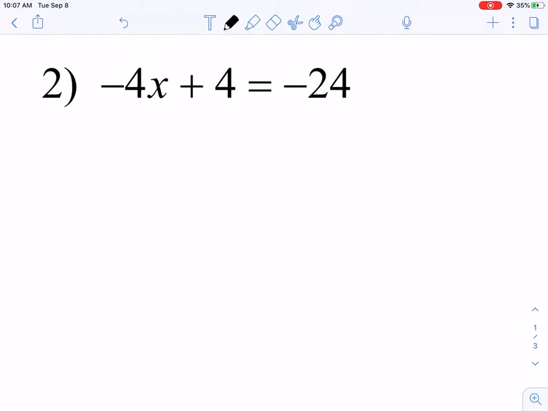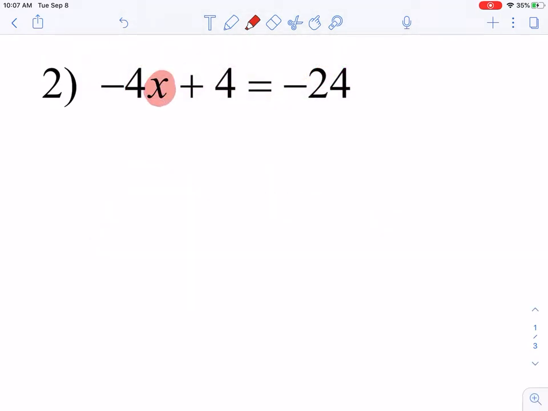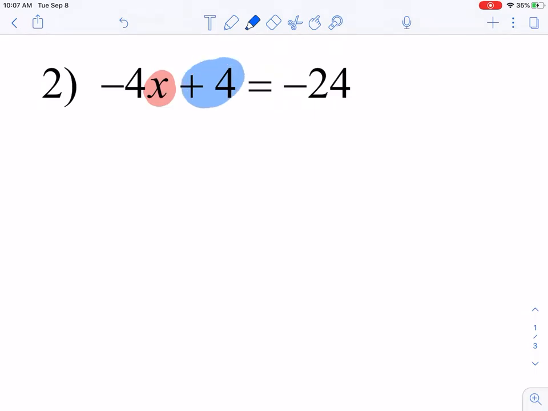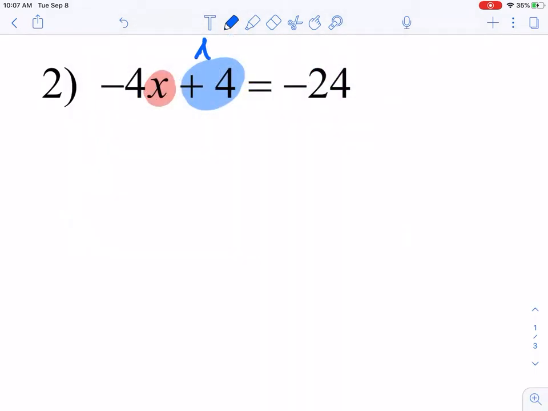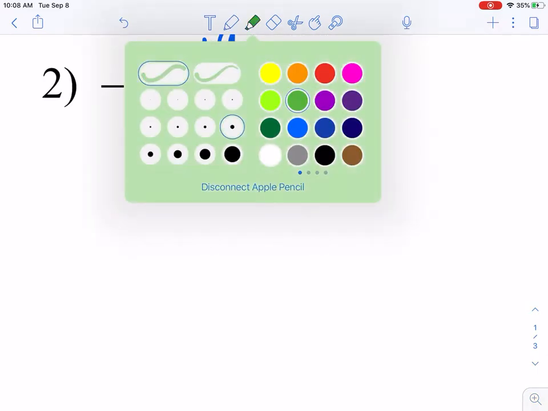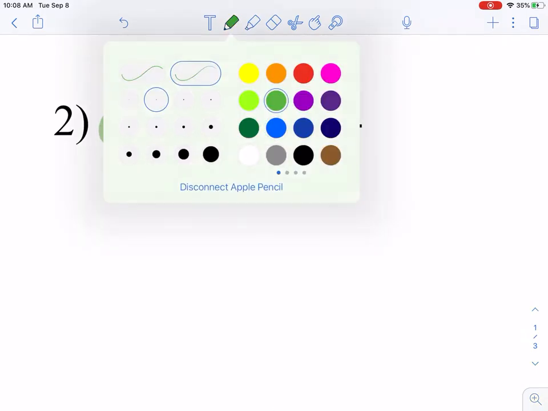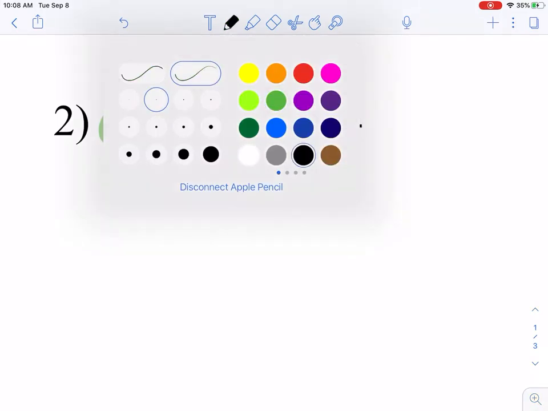In number 2, we're doing the same thing. I will color coordinate some things here. We need x by itself, that's the variable. We need to get rid of this plus 4, that's adding. So that's adding to the x. And we also need to get rid of this negative 4, which is multiplying. So remember, we always get rid of whatever is adding or subtracting first.